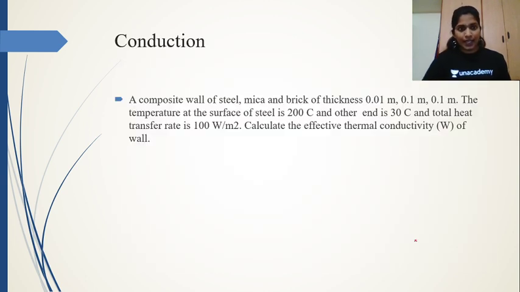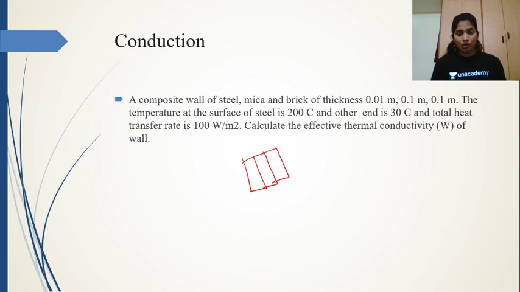Okay, so next problem. Now here we have a composite wall of steel, mica and brick. We have three slabs of different materials and different thicknesses, so the thickness is different for all three. Let us consider this is steel, this is mica and this is brick, and the temperature at the surface of the steel is 200 degrees centigrade, and the other end is 30 degrees centigrade.